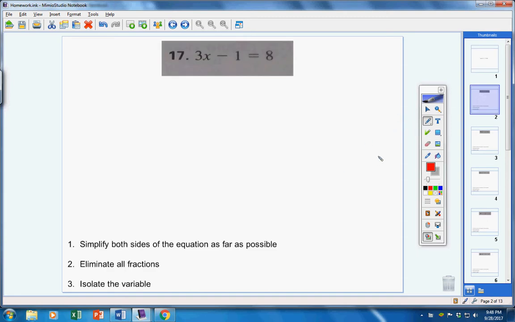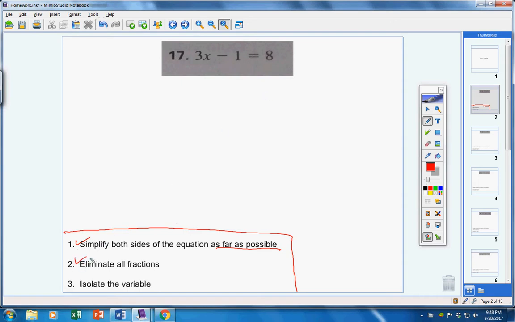Here we go. Notice for each problem, I have the steps down below, so we'll go back to those for every problem. Step 1, simplify both sides as far as possible. Over here, we have two unlike terms. We cannot simplify that side, and over here, we cannot simplify that side. So, on to step 2. Eliminate all fractions. There are no fractions.